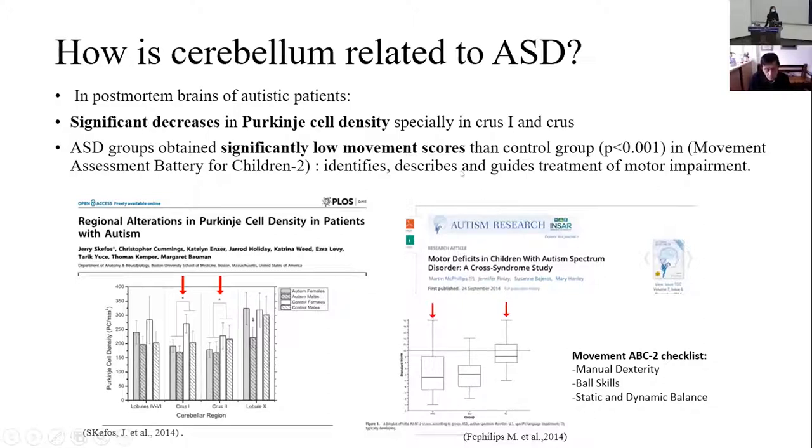A survey has been done to see whether these children have normal motor behavior. However, after the test was done by the Movement ABC to test manual dexterity, ball skills, and static and dynamic balance, it was found that this group of children have a significantly lower movement score when compared to the control group, which indicates that maybe these two pieces of information have shown that autism is related to the cerebellum.